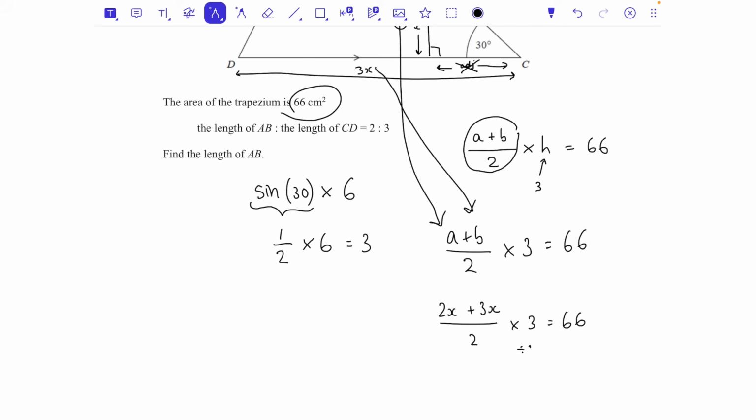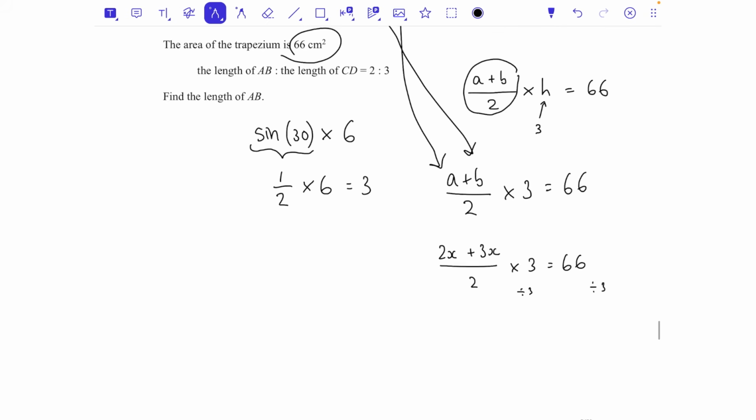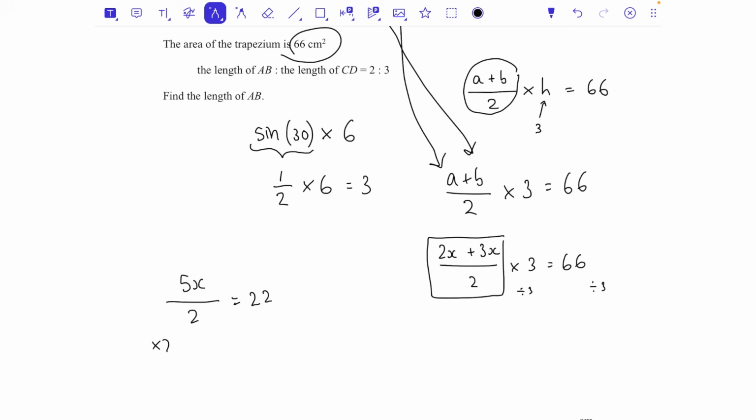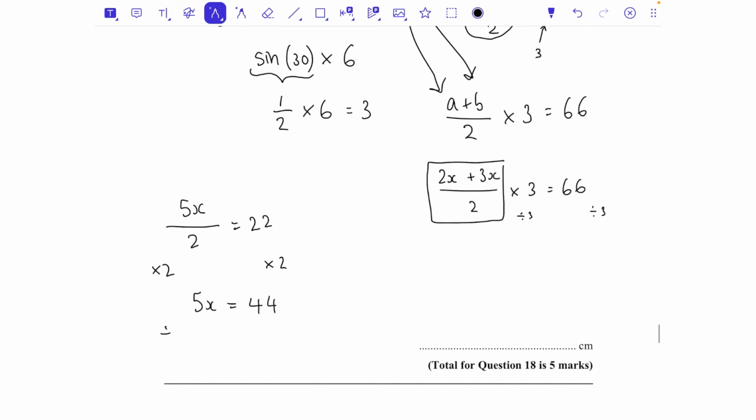And if we divide both sides by 3, we can see that this needs to be 22. So 5x divided by 2 is 22. Let's times both sides by 2. 5x is 44. And then we're just going to go ahead and divide both sides by 5. So x is 44 divided by 5, which is the same as 88 divided by 10. I think that's the easiest way to do it.